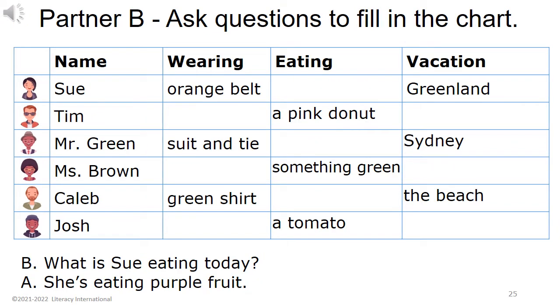Partner B. Ask questions to fill in the chart. Name, wearing, eating, vacation. Sue, orange belt, Greenland. Tim, a pink donut. Mr. Green, suit and tie, Sydney. Ms. Brown, something green. Caleb, green shirt, the beach. Josh, a tomato. Partner B: What is Sue eating today? Partner A: She's eating purple fruit.